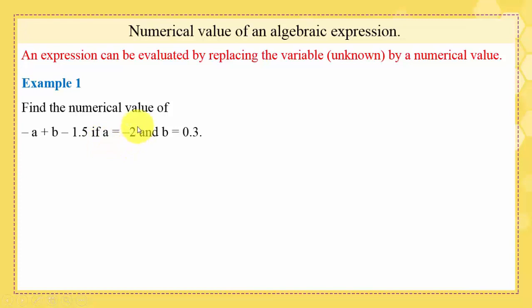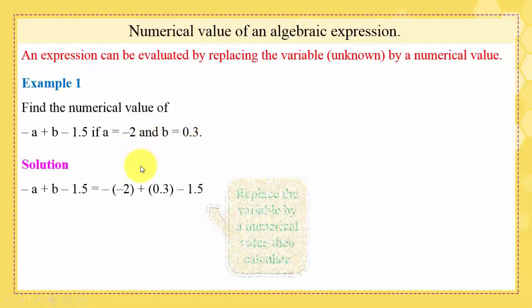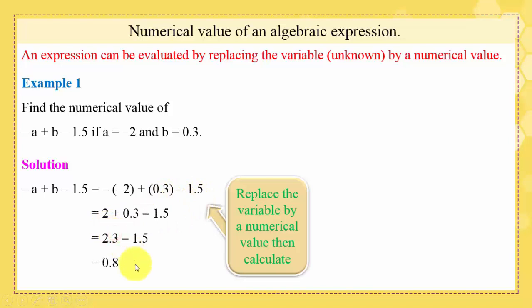If a equals minus 2, replace a by minus 2 and b by 0.3. Look here for the solution. Minus a plus b minus 1.5, it is equal to minus a, which is minus 2. We put minus 2 and we separate the two signs with parentheses, plus b, which is 0.3. We replace it by 0.3 minus 1.5 and then we calculate to have the answer.